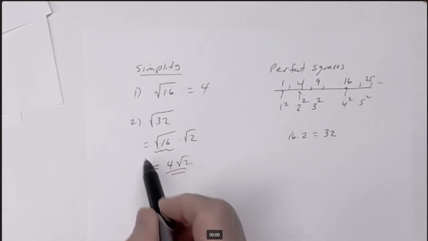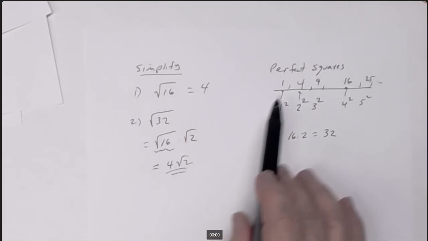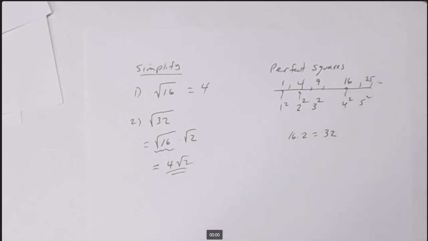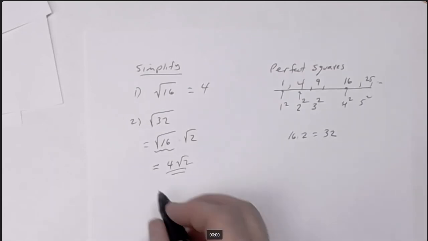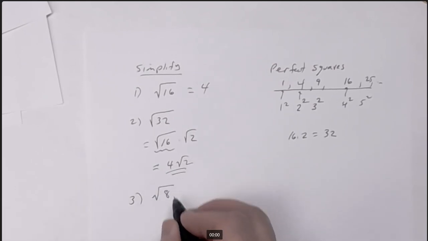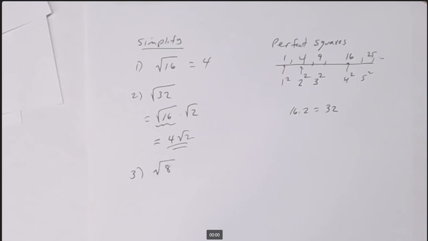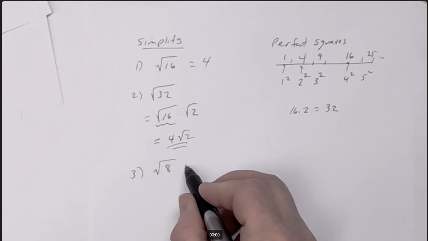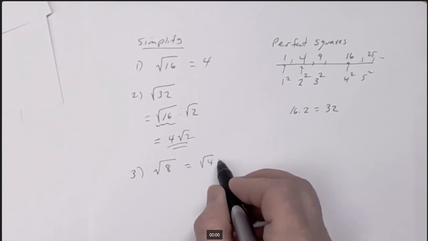So if you have the square root of, let's say, 8, can I simplify the square root of 8? Is there a perfect square other than 1 that goes into 8? 4. Square root of 8 is the square root of 4 times the square root of 2. 4 times 2 is 8. What's the square root of 4? 2. So you get 2 square root of 2.